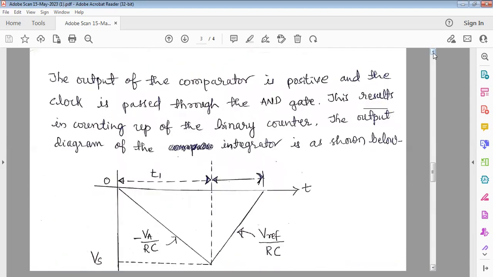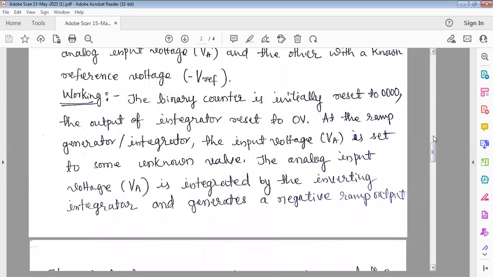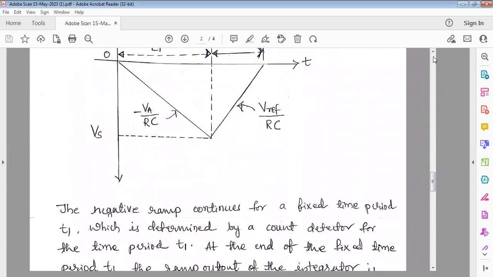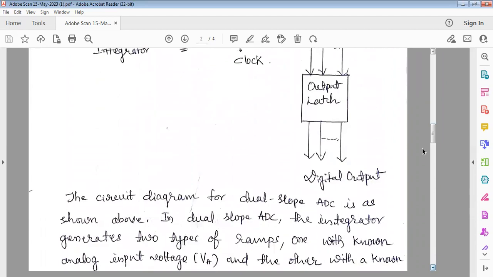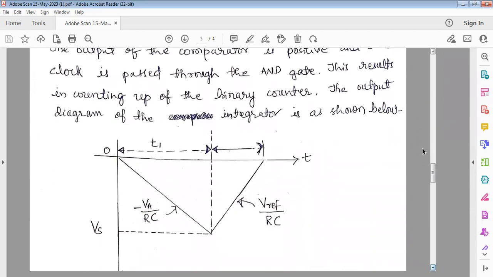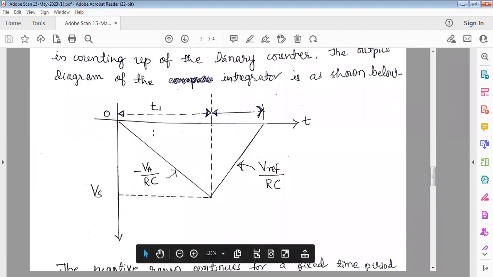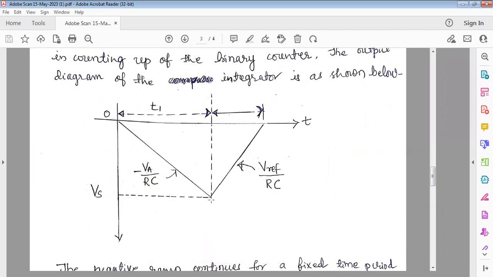This you can see very easily here, or we can go to the output of this ramp generator. It is like this. Here the ramp increases in this direction up to Vs. Once this point is reached, the counter resets. The binary counter counts up to this point, and here it resets, and the ramp starts increasing in the positive direction in this way.